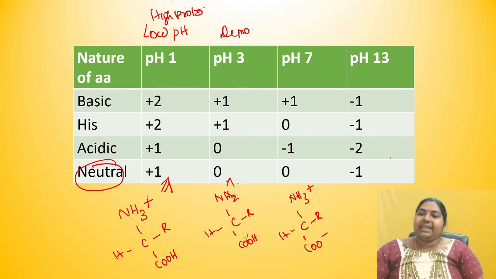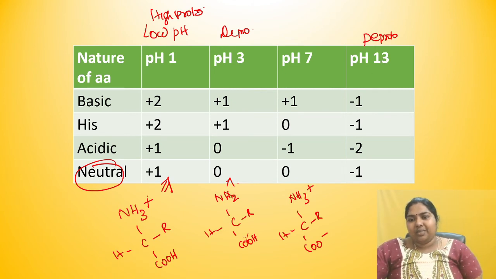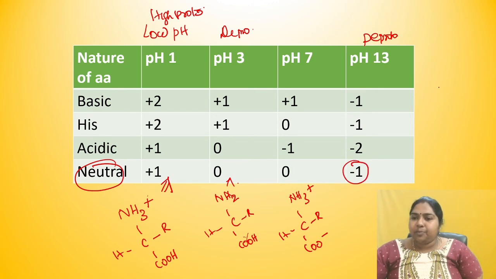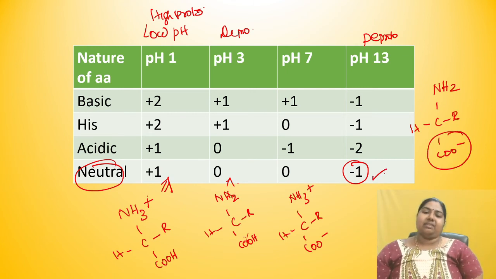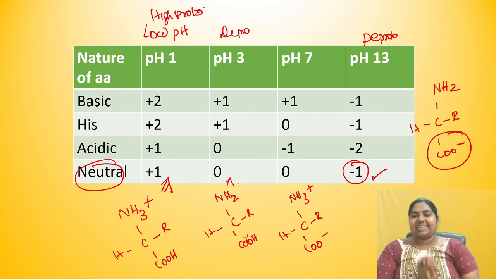So what will happen in case of this pH 13? It is in the fully deprotonated form. So in this fully deprotonated form, it behaves like NH2, C, R, H, COO minus. So this doesn't have any charge. So only the charge is COO minus, so it becomes -1. Now you understood the logic of how we are putting this table?